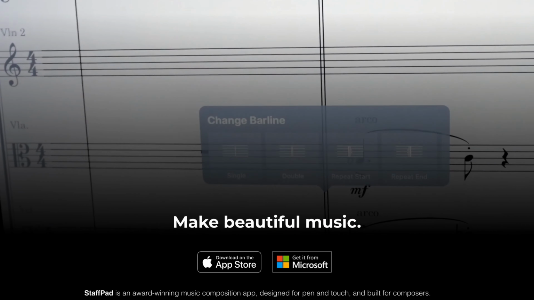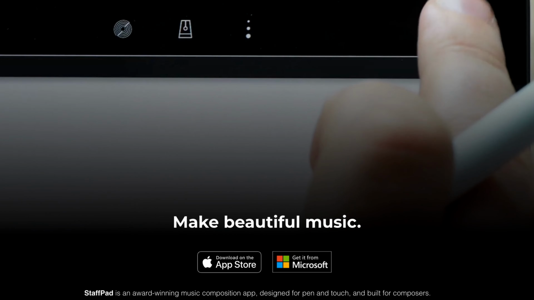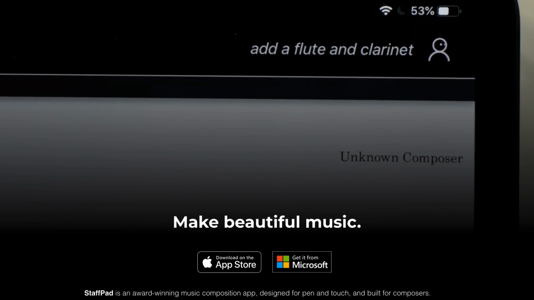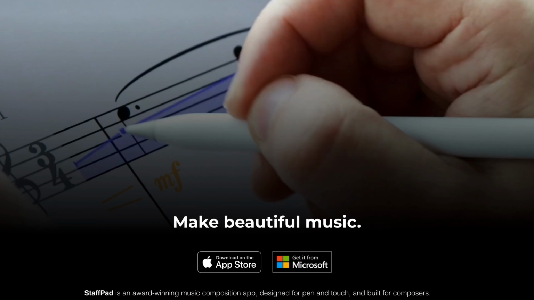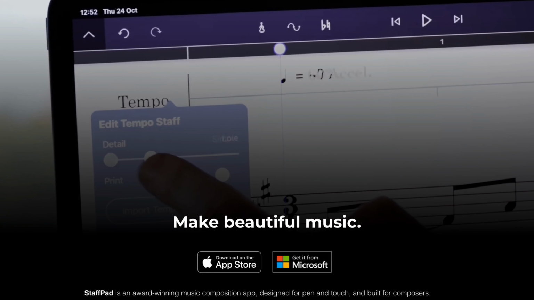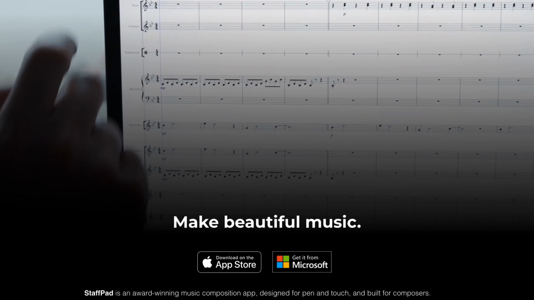However, it doesn't support much in the way of complex modern notation, and it only works on tablets. Therefore, I felt that it wasn't really a great candidate to include in this video series, but I definitely plan to keep an eye out to see how it develops in future.